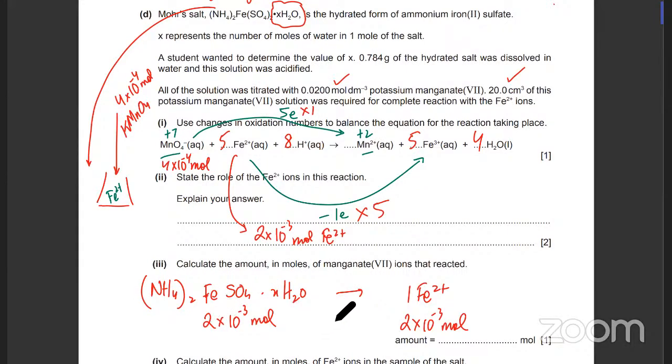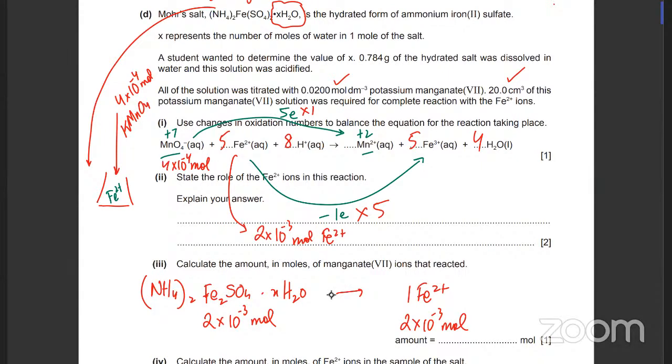Because if you dissolve one of this, it produces exactly one Fe2+. So what if there were 2 Fe? If the formula had Fe2 written here, then there would be 2 Fe2+ ions being produced. Let's assume the Mohr salt had this formula.